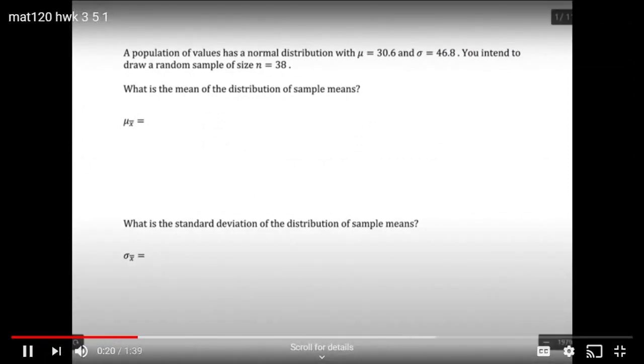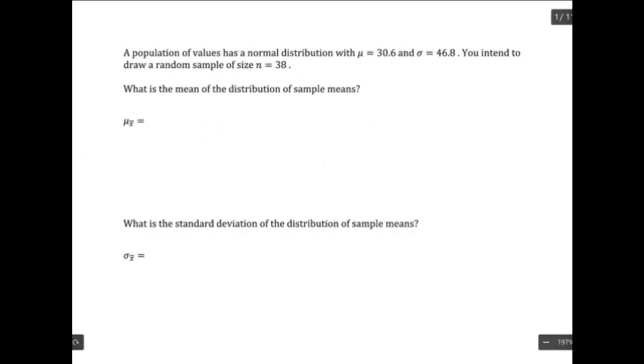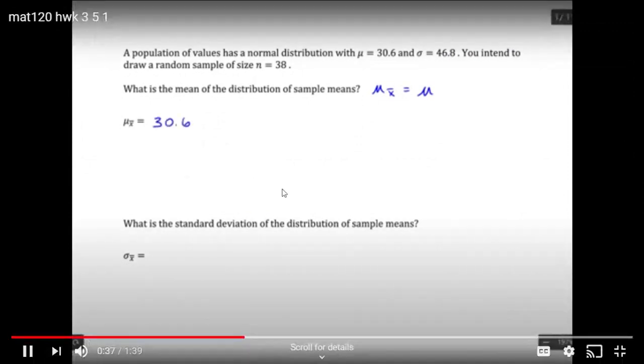Well, according to the formulas that we learned about here, the mean of a group of sample means is simply equal to the population mean. So nothing changes when you're doing the mean of a group of sample means. The result is still 30.6. So it's always the same. The mean of the sample means is the same as the population mean. So it's always equal.